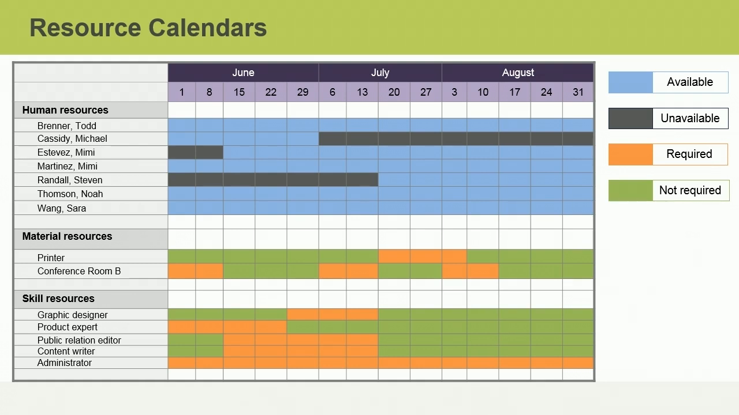This calendar also indicates when material resources and particular skill resources are required. Identifying skill resources requirements in a resource calendar can be useful if, for instance, a team member suddenly becomes unavailable and you need to find a replacement with equivalent skills to work at the required times.